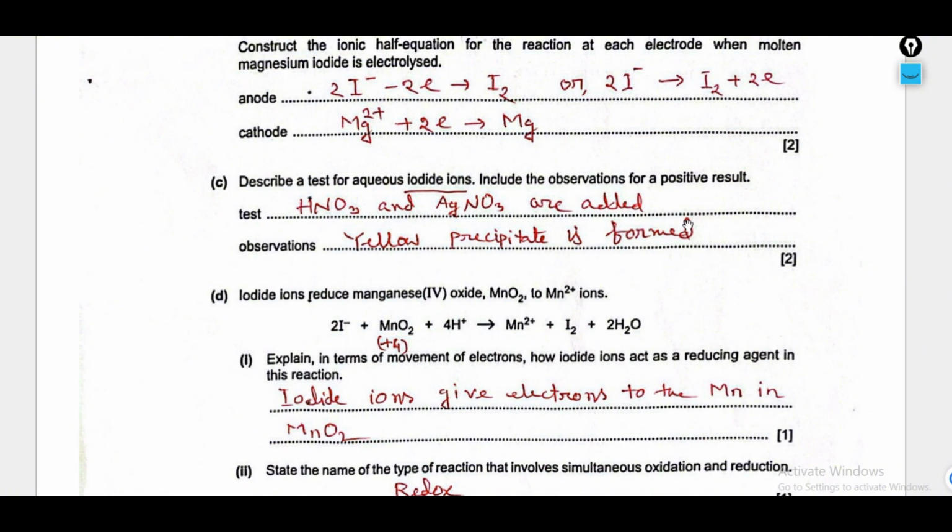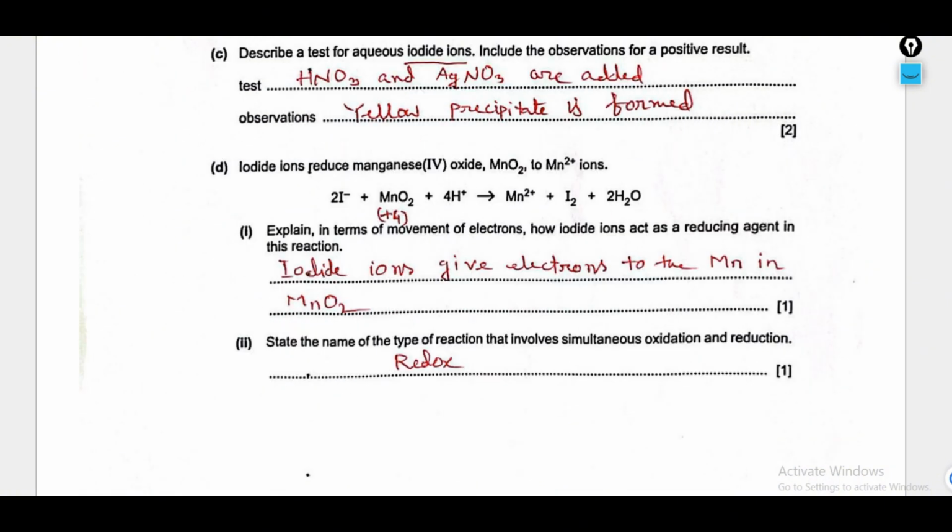Next, iodide ions reduce manganese 4 oxide to manganese 2 ions. This is the manganese 2 ion, and this is the manganese 4 oxide. Here the manganese oxidation number is plus 4, here plus 2.